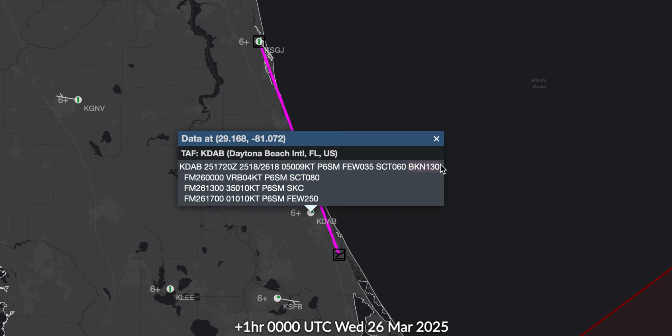So VFR. Now I come down here, look at our clouds, 8,000, 25,000, sky is clear, visibility greater than 6 statute miles. So that's pretty nice, right? Winds are relatively calm. I mean, 10 knots, the highest, is what it seems like.